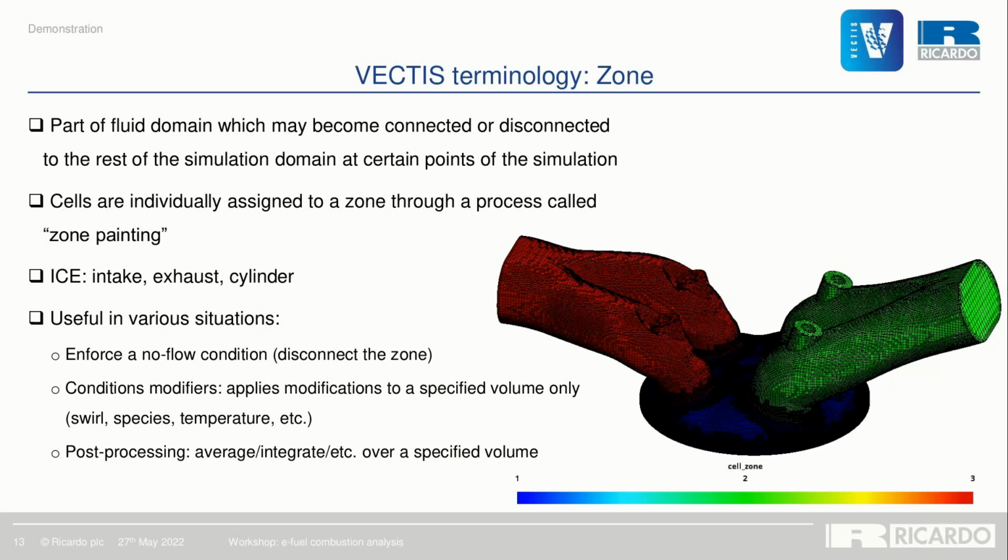Zones are very useful in various situations. The first of them being that you can enforce a no-flow condition between the two zones when they're disconnected. The interface acts as a wall. They can also be used through condition modifier to apply modification to a specified volume only. For example, if we want to initialize swirl in the cylinder, and another condition for velocity in the intake and exhaust. And finally, it can be used in post-processing, such that averages, integrals, etc. can be specified over a given volume, so that we can know the mean pressure in the intake, and same for the species or the mass of pollutants.